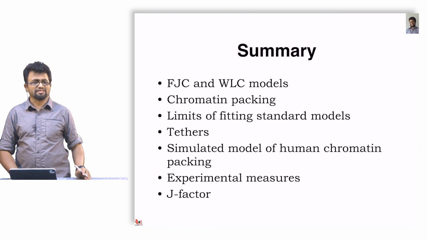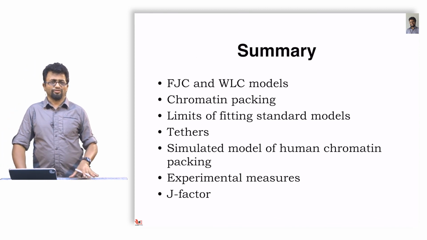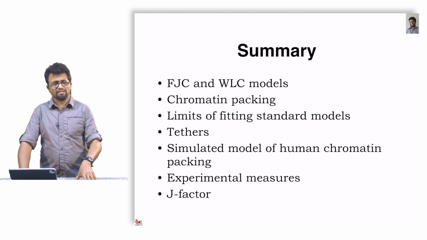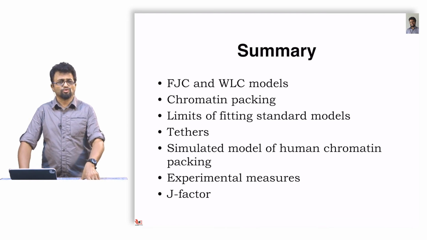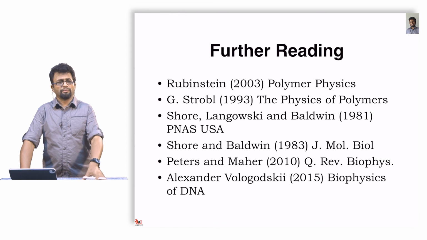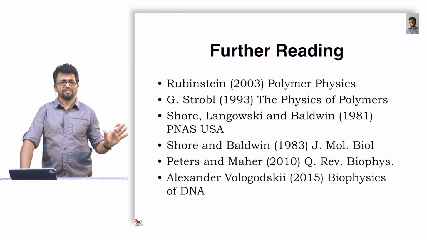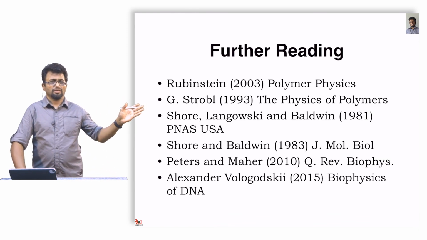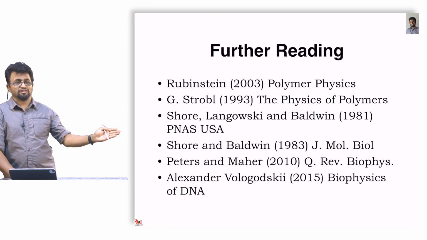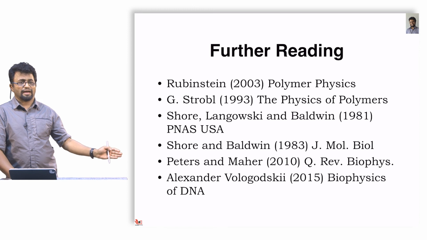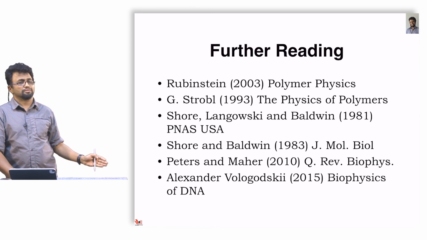So, in summary, we have spoken about freely jointed chain and worm-like chain models and how they may help us understand chromatin packing. We have discussed the limits of fitting standard models, discussed tethers, simulations of models of chromatin packing, experimental measures and J factors, and there are further readings in terms of polymer physics. In terms of J factor, this paper by Shore, Langowski and Baldwin is quite useful, and Vologodskii has some new insights into the biophysics of DNA.